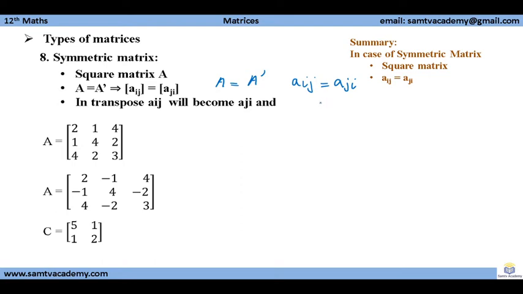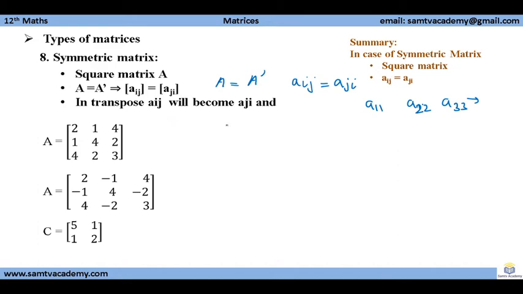So with this we can conclude that in a symmetric matrix the elements at locations A11, A22 and A33 will not change. What is this location? This is the location of the diagonal, like we can see in this matrix. These are the diagonal elements. So if we transpose the matrix, the diagonal elements' locations will remain the same, and their elements will not change.